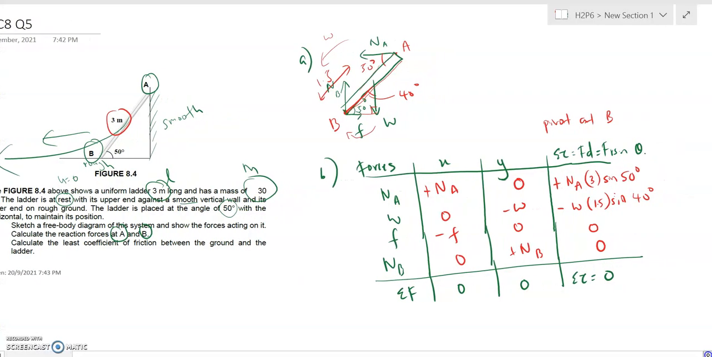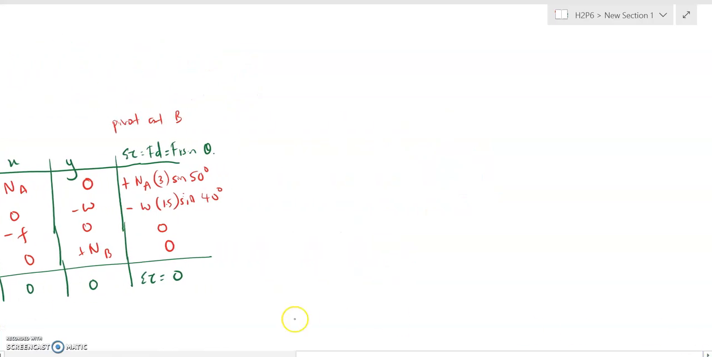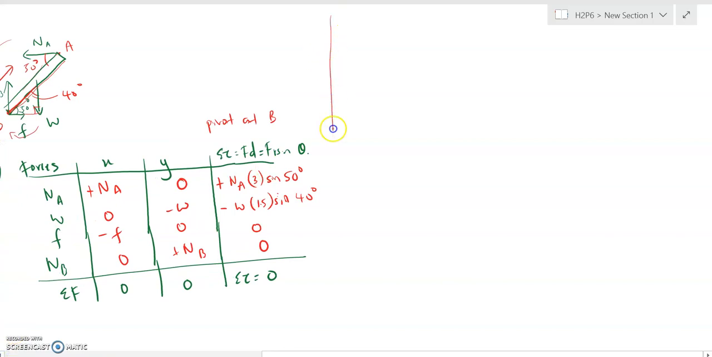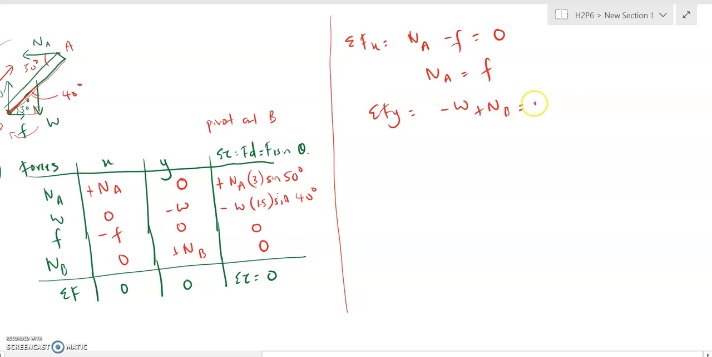So what is the next thing I need to do? Okay, we will solve it using summation. Question number B. First we use summation of Fx: NA minus F equals 0, so NA equals friction. Second, summation of Fy equals negative W plus NB equals 0, so my NB equals weight.